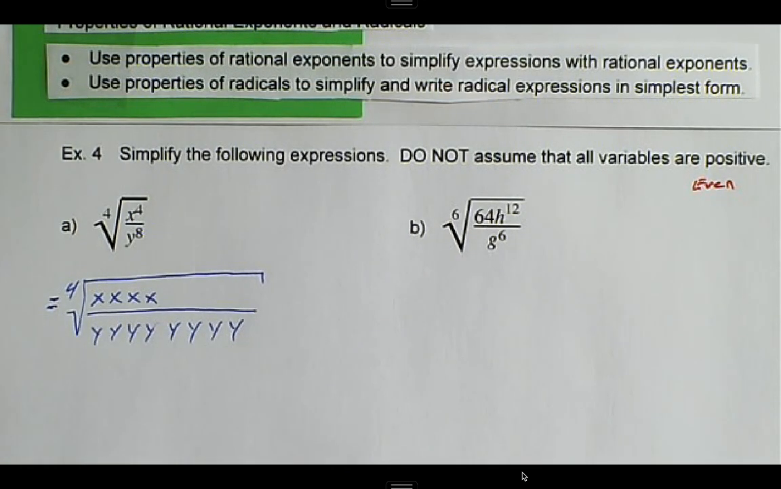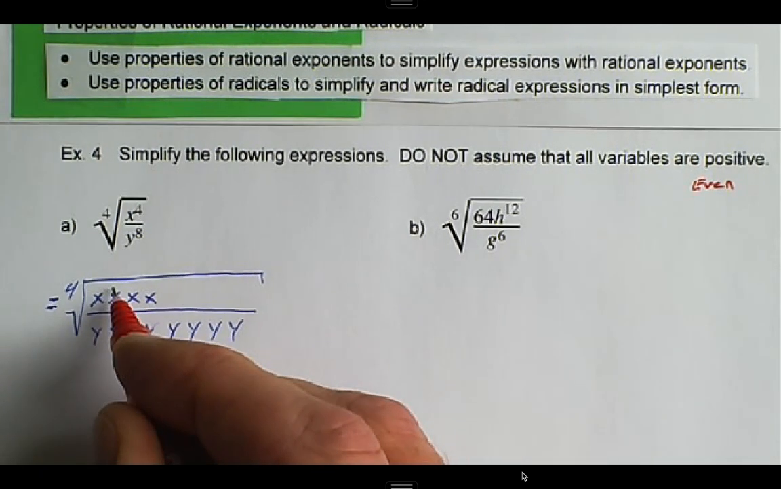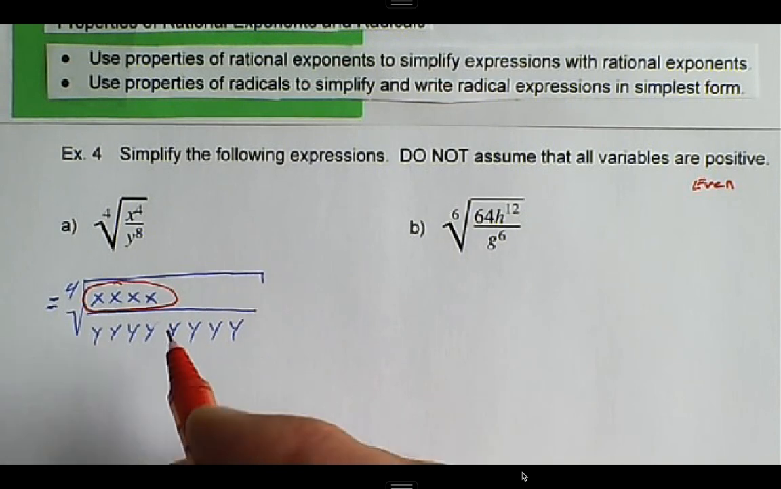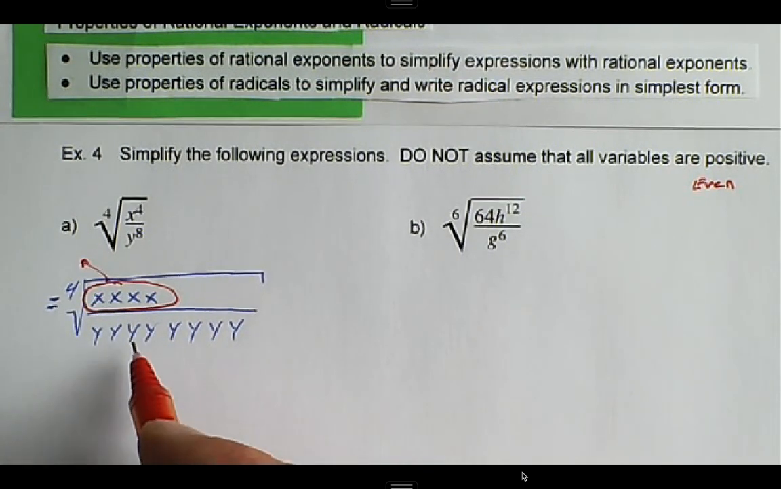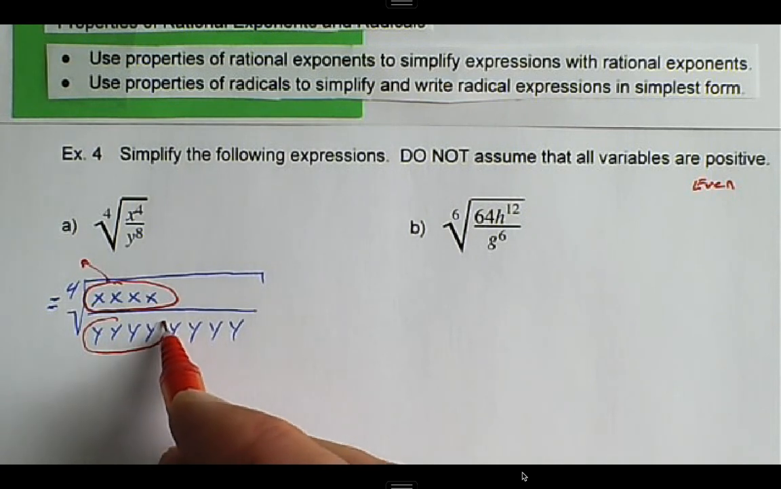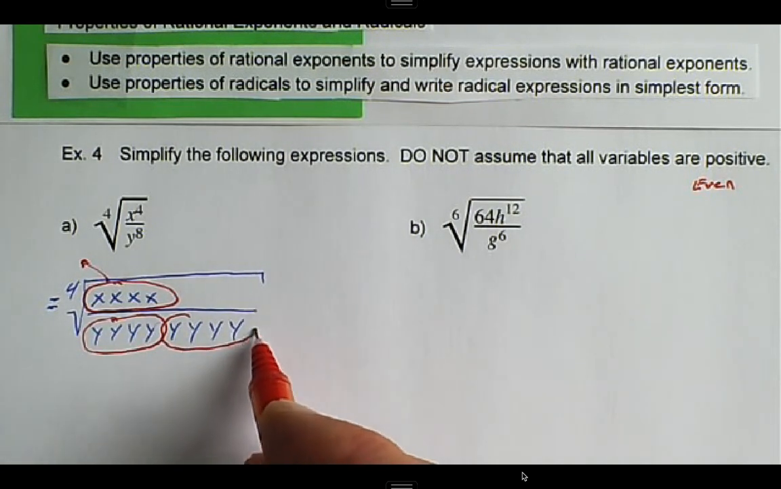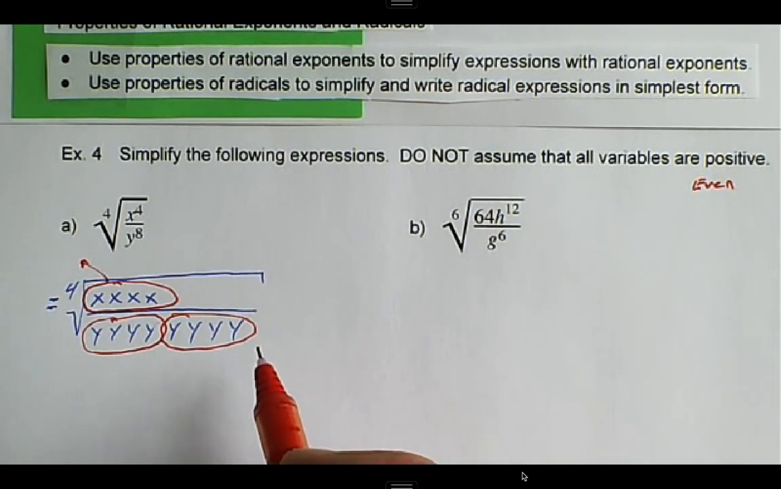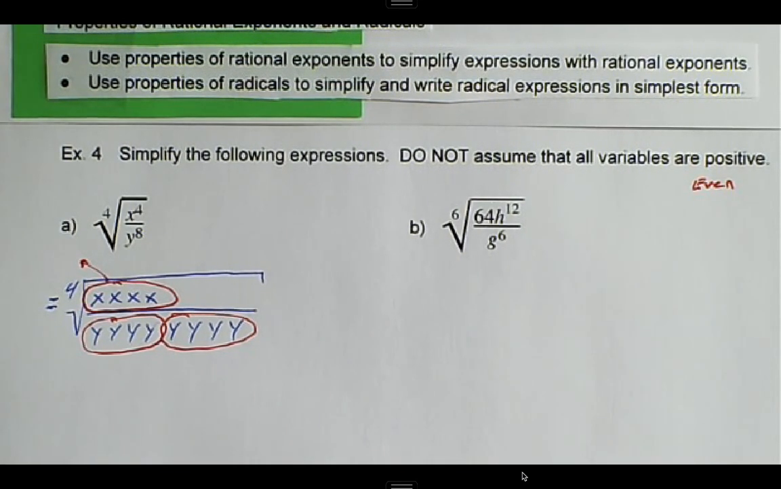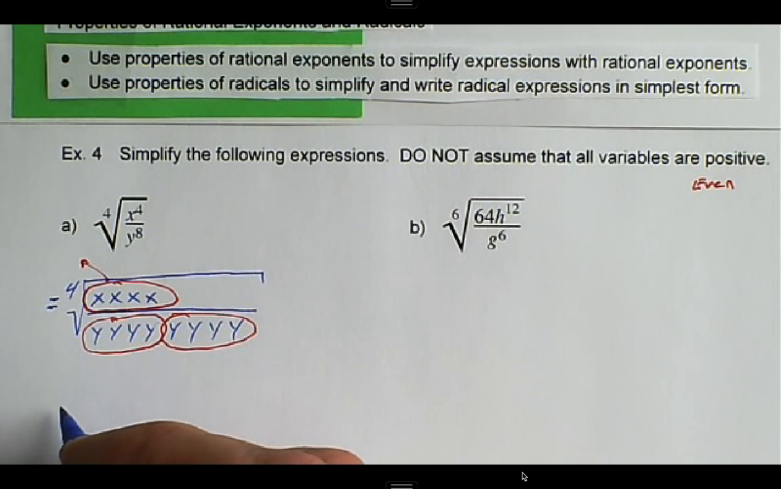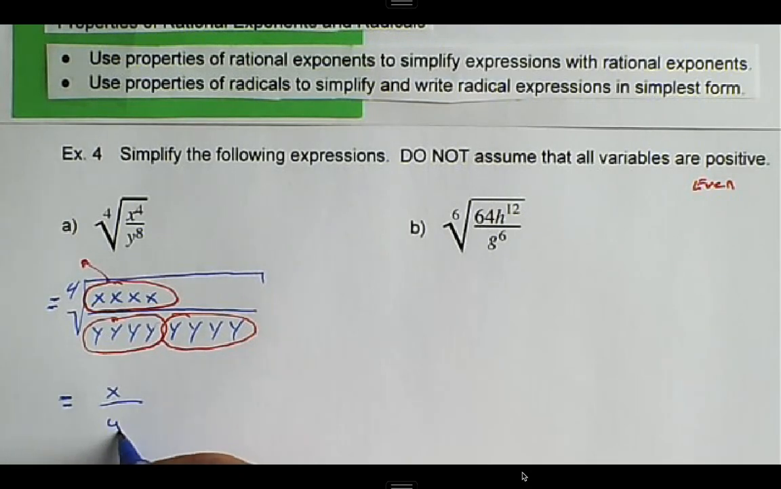So as we make those sets to pull out of the radical, that's a set of 4, so we can take that out. That's going to be 1 x outside of the radical. We have another set of 4 and another set of 4. Those are going to come out and just be 1 y outside of the radical. So we can rewrite this as x in the numerator and then y squared in the denominator.